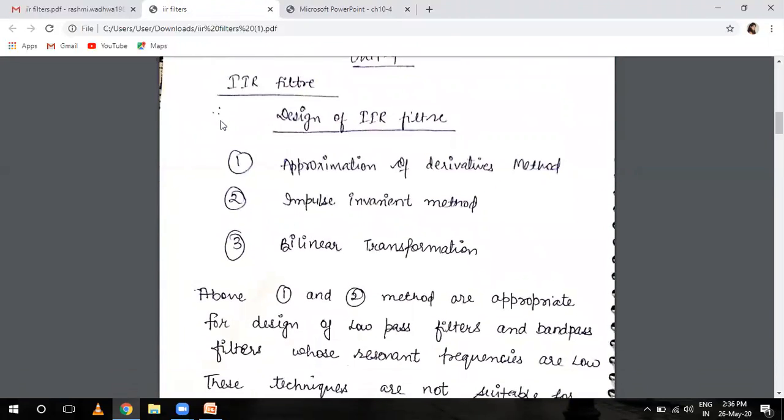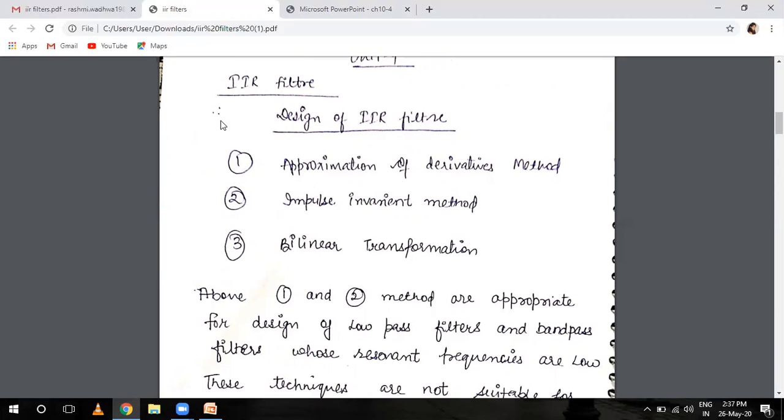Now come to the design of IIR filter. There are three methods: approximation of derivative, impulse invariant method and bilinear transformation method. For conversion of analog to digital filter, the methods are: convert the differential equation into a difference equation, convert the continuous-time impulse response into a discrete-time impulse response, and convert the transfer function H(s) into the transfer function H(z). These are the three conversion methods.